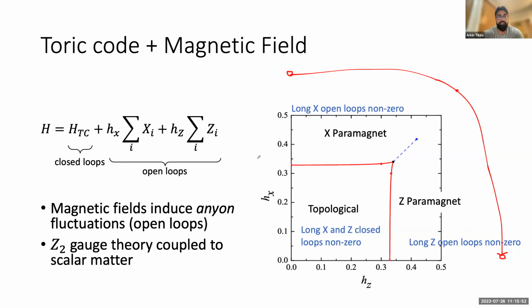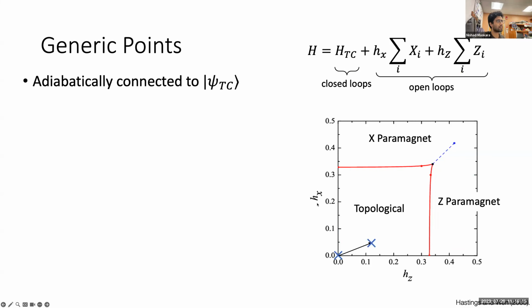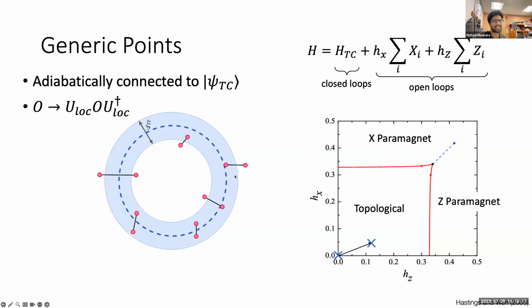Sorry, what exactly do you mean here by the closed loops being non-zero? Okay, that's a good question actually, and it's because I was being a little bit sloppy on this slide, and actually we'll get to this in the next slide. So they're non-zero in a very weak sense. Okay, thanks for the question, Arkin, because next we're going to talk specifically about the long closed loops within the topological phase.